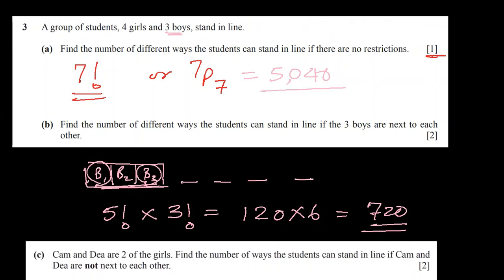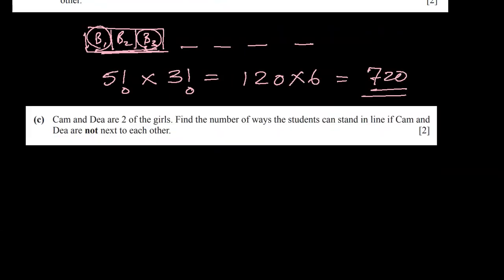Cam and Dia are 2 girls. Okay, find the number of ways the students can stand if Cam and Dia are not next to each other. It's a very common kind of question. I have actually made a video on top 10 types of questions which are asked on permutation and combination. I will put up a link in the description here.